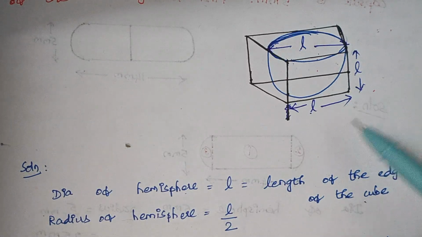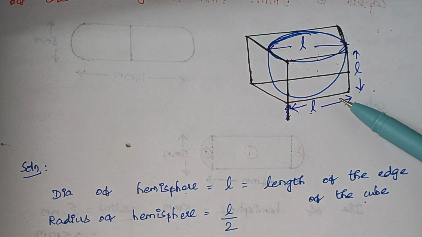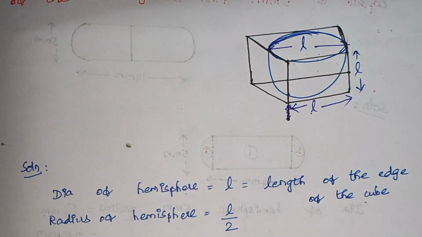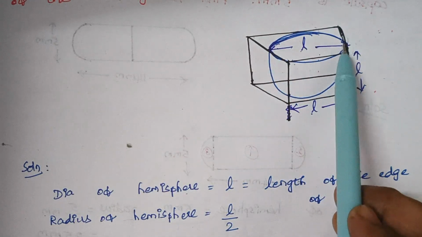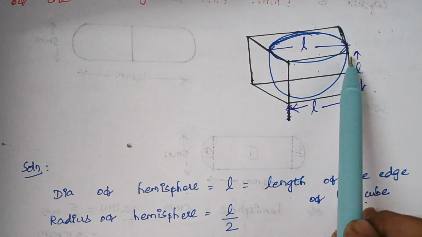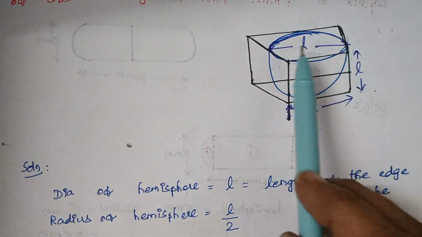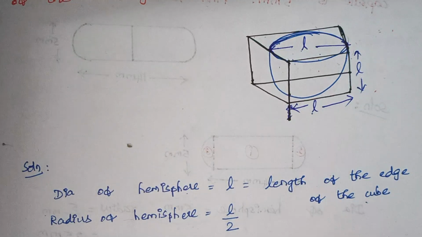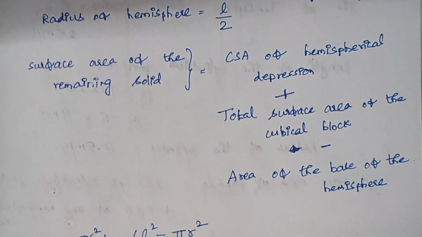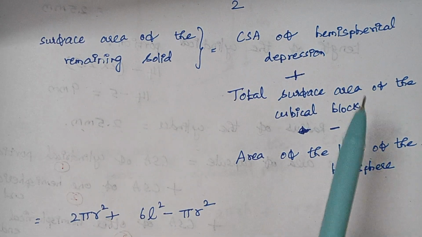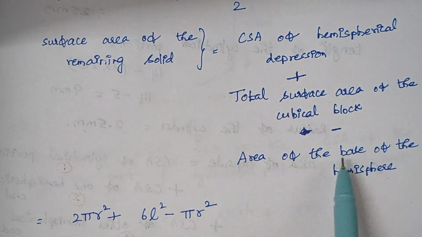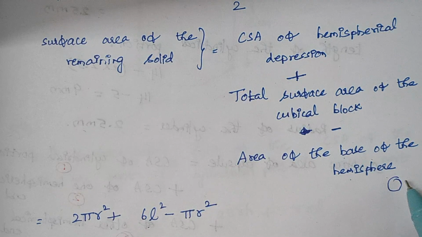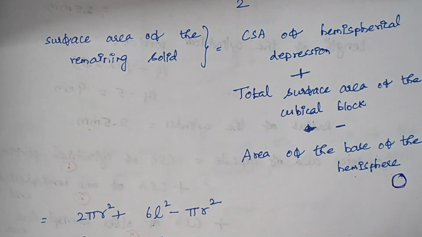So you have to include the curved surface area of the hemisphere and the cube, and you have to eliminate the area covered by the base of the hemisphere. Why? Because this hemisphere occupies some surface area of the cube here. Therefore, we have to eliminate this. So the formula: CSA of the hemisphere is 2 pi r square, the surface area of the cube is 6l square, and the base of the hemisphere is in the form of a circle, so its area is pi r square.